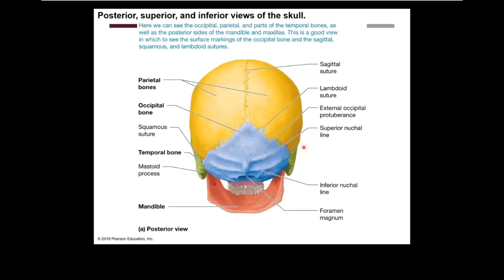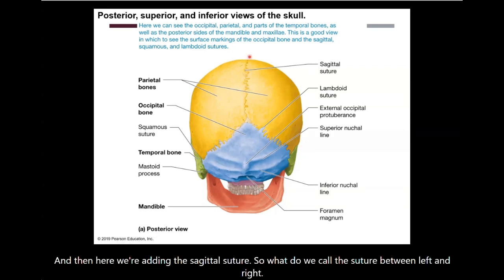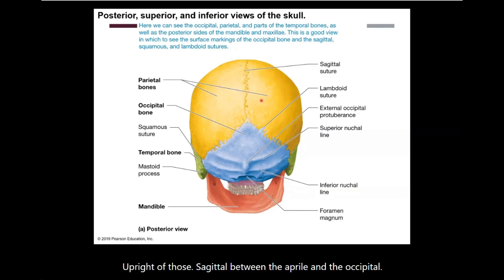The facial bones. And then everyone, good job, because this is the same image but a posterior view. And here we're adding the sagittal suture. So what do we call the suture between left and right parietal bones? Sagittal. Between the parietal and the occipital, lambdoid. Between temporal and parietal, squamous, okay?